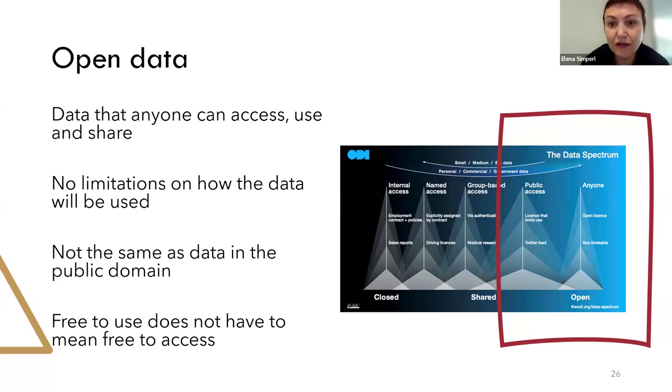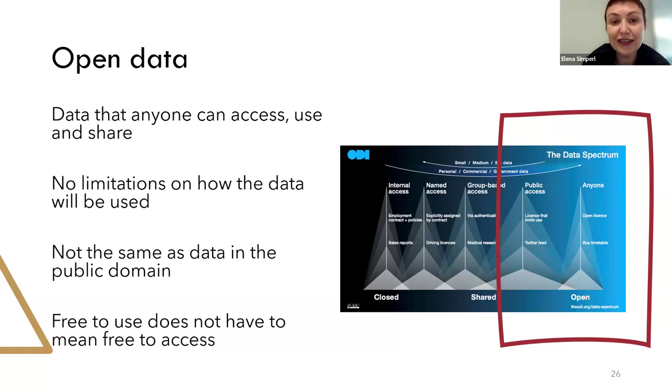Possibly some of you know this, but it's worth reiterating what open data is. Open data is data that anyone can access, use, and share. That means that in the terms of use or the license of the data, there are no limitations on how the data will be used. Also worth noting that it is not exactly the same as data being in the public domain. Like, for instance, when we're talking about social media platforms or any platform in the scope of the Digital Services Act, we talk about public domain content. That's not the same as openly licensed data. And the final observation on the slide is that free to use does not have to mean free to access. Free to use refers to restrictions on use cases, commercial or otherwise. Free to access acknowledges that there may be costs and resources associated with the access.